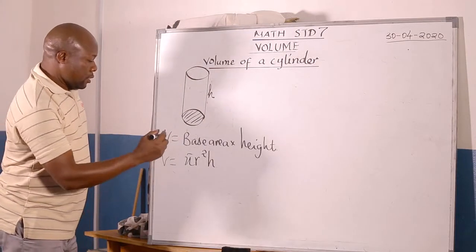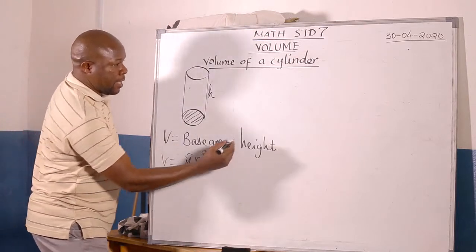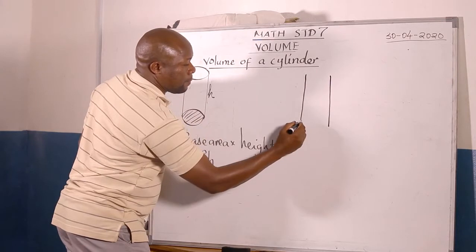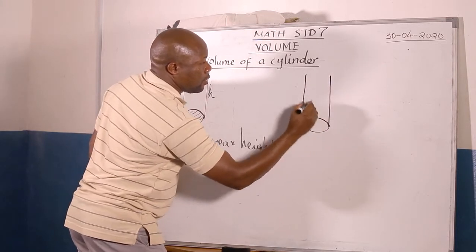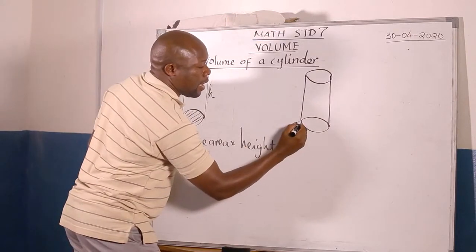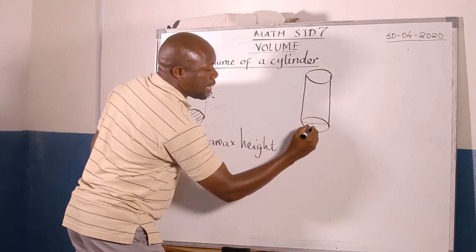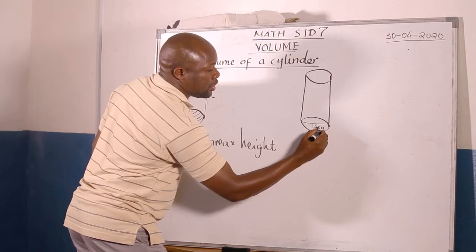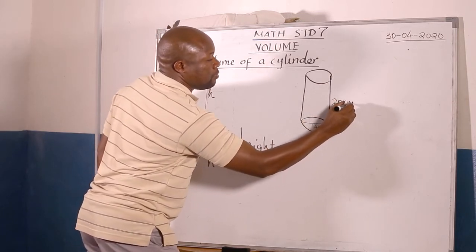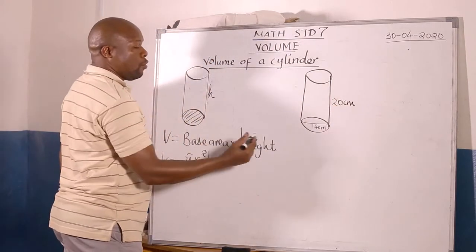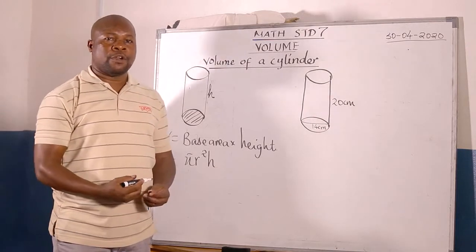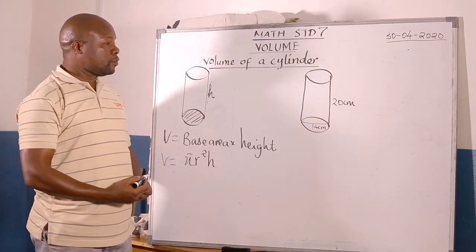Now, given a cylinder as shown on the blackboard, having a diameter of 14 centimeters and a height of 20 centimeters. The question before us is finding the volume of the cylinder.